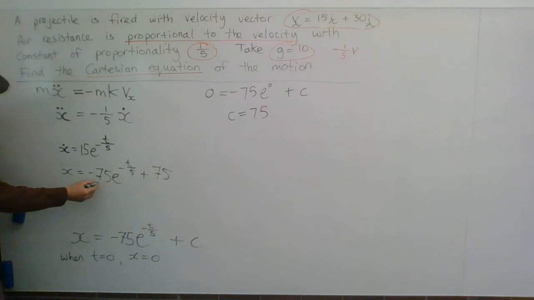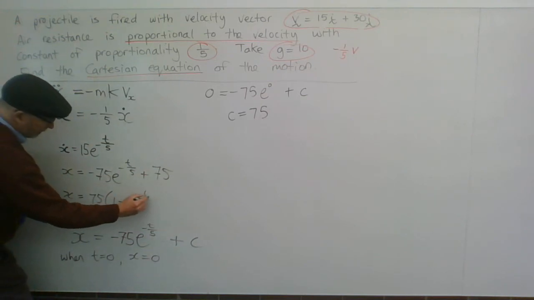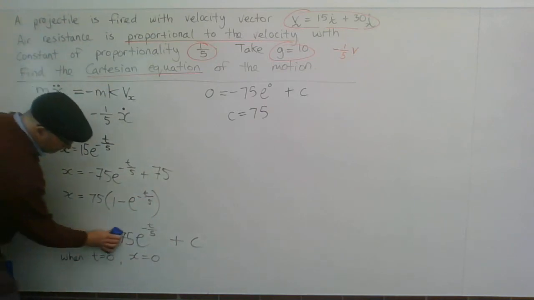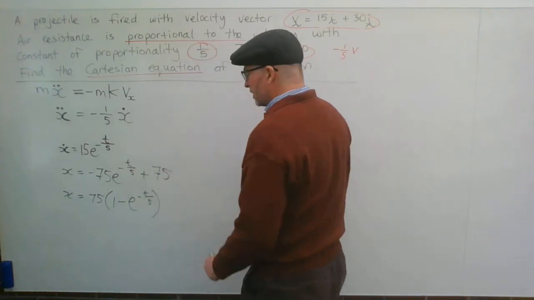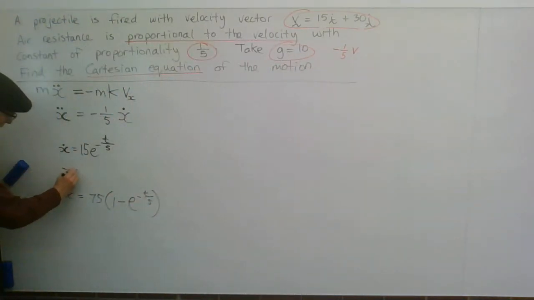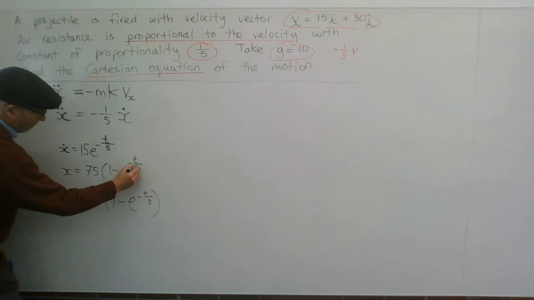Now, it would be a good idea to just factorise that while we've got it. So x is 75 into 1 minus e to the minus t on 5. So I'll just write that down here to be able to keep that. x equals 75 (1 minus e to the minus t on 5).